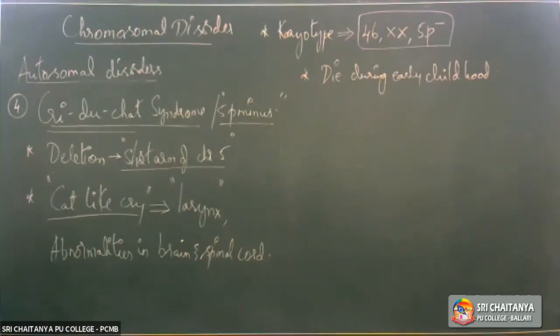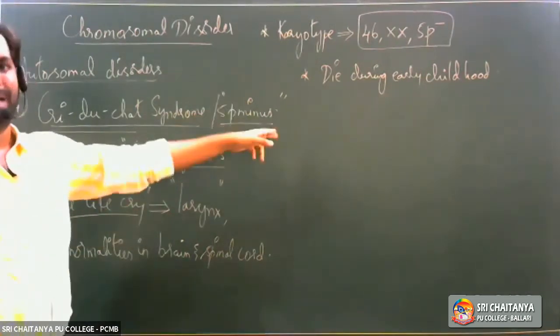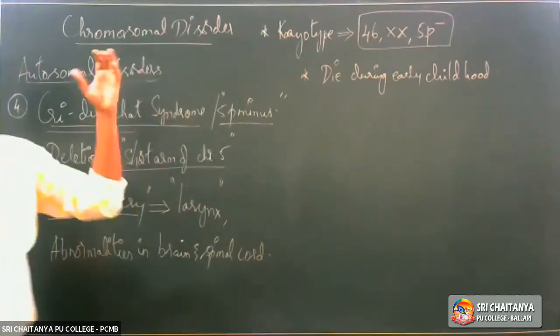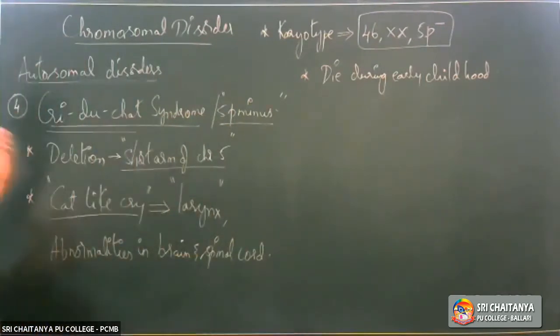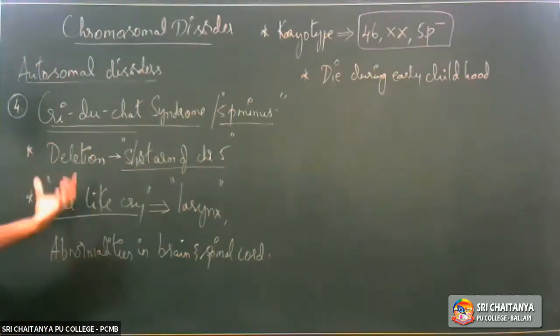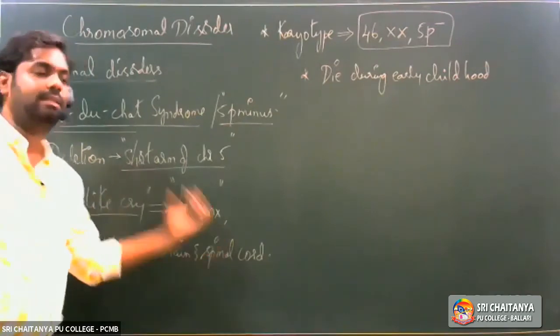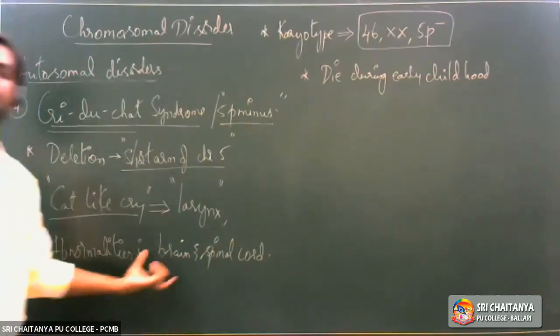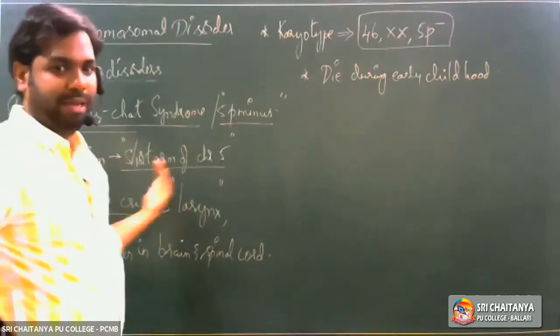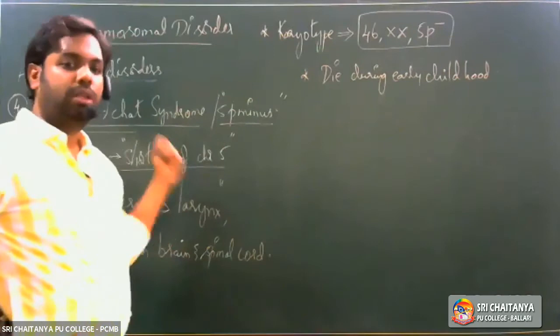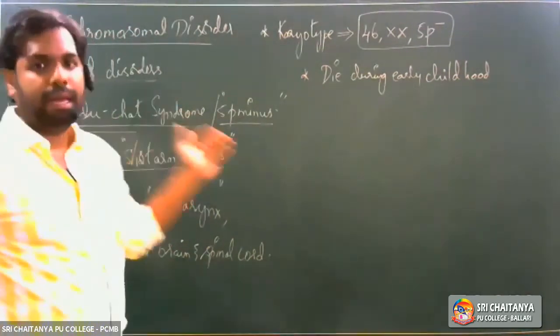So what is happening in this Cri-du-chat syndrome? There is a deletion happening in the short arm of chromosome number 5. Therefore, we refer to it as 5p minus. Deletion is nothing but breakage of a part of the chromosome. Because of this breakage, there are abnormalities in the larynx as well as in the brain and the spinal cord. Because of these abnormalities, the child will start crying like a cat.